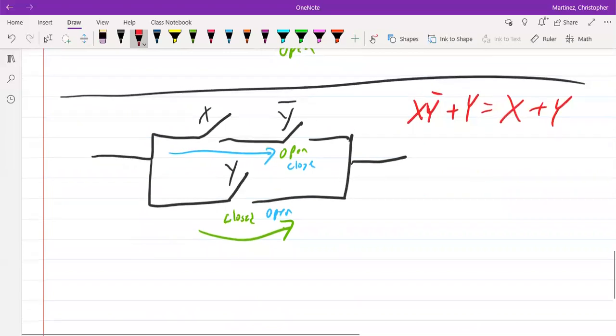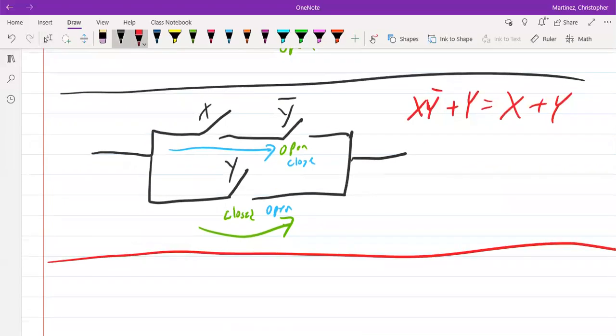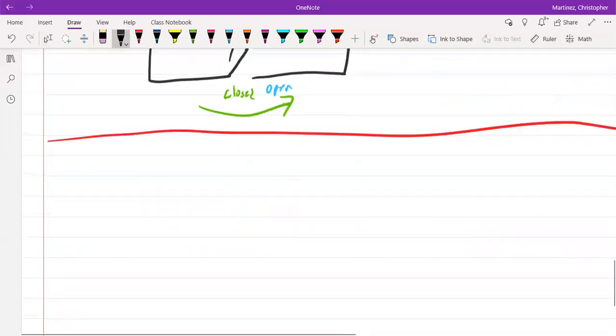All right, so now that we did a couple more theorems, let's see if we can do some type of reductions.